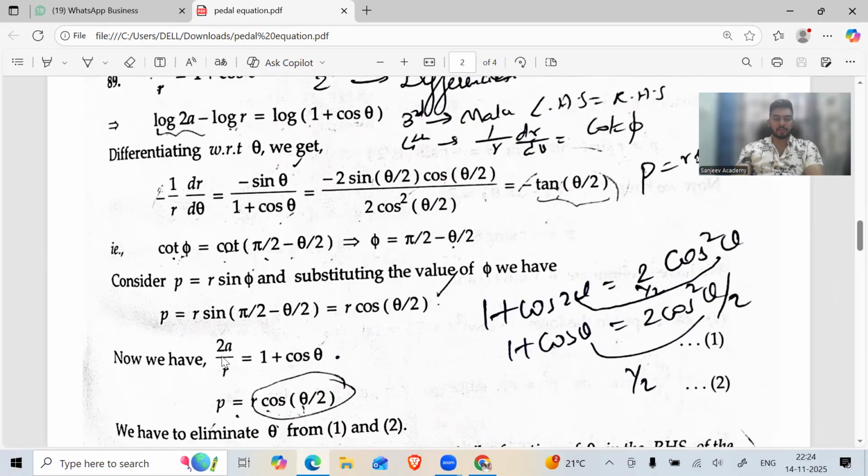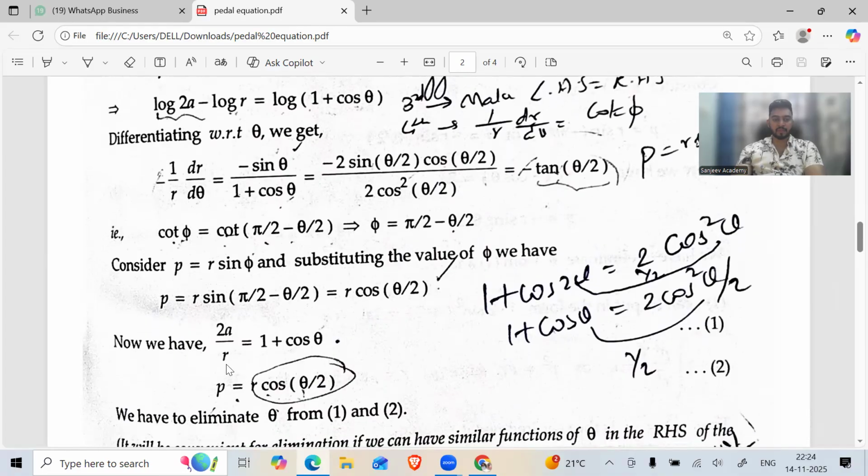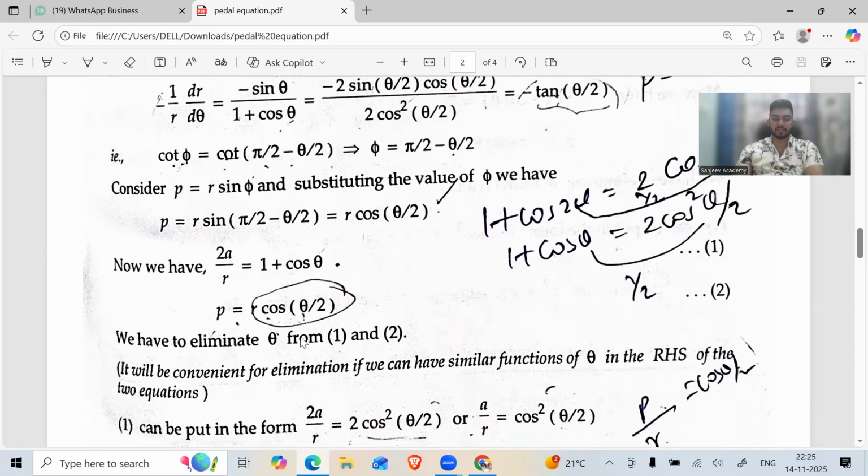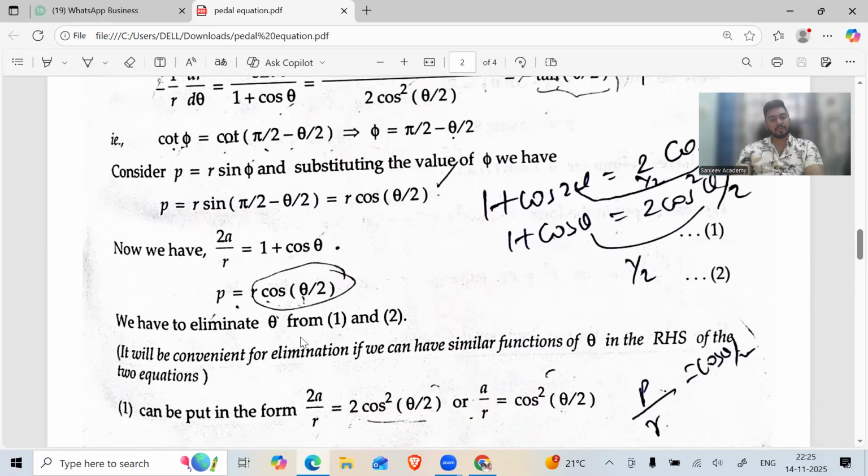Correct? 2a by r is equal to 1 plus cos theta. Now what is my p is equal to? r cos theta by 2. So I eliminate what? Theta. So theta should not be there in the question. Correct?